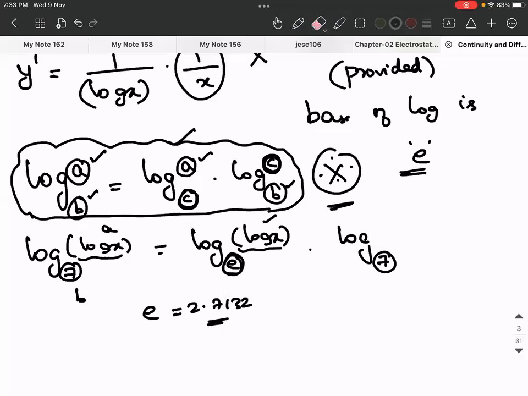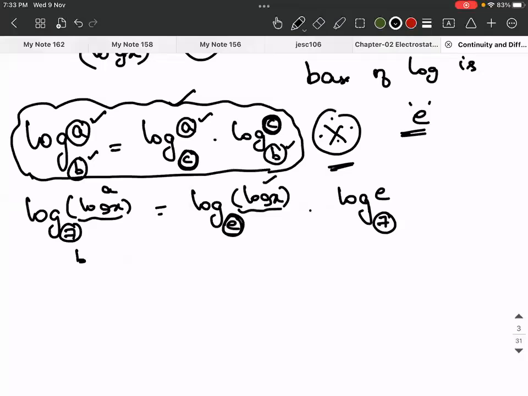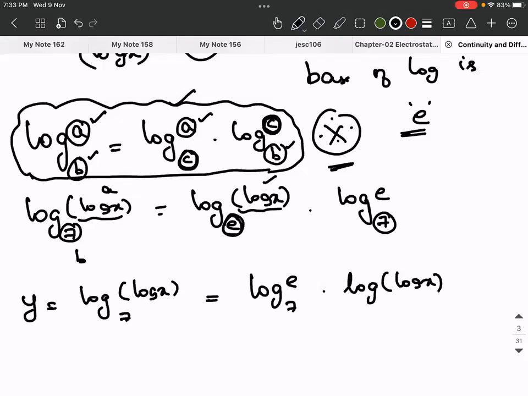Was it Dilip who asked that question? Yes, sir. Dilip, are you clear now? Yes, sir. Sure? Yes, sir. Good. So now re-attempt the question. Log of log x base 7. What I'll do is, I'll write it as log e base 7 into log of log x. Now it makes sense. I just swapped these two. This one I wrote here, this one I took here. So log e base 7 into log of log x.